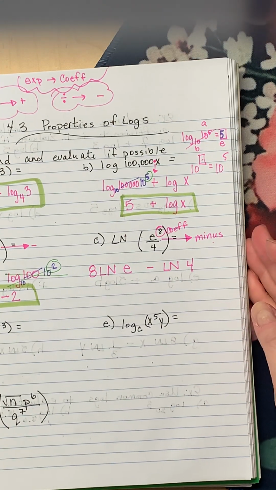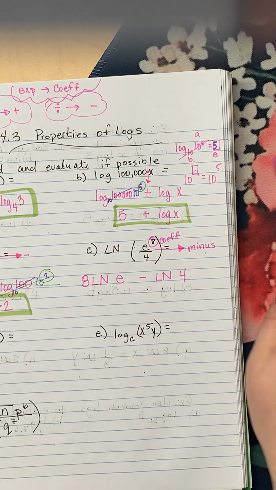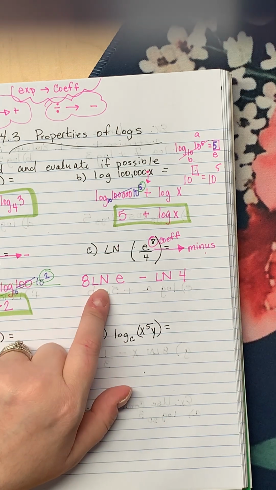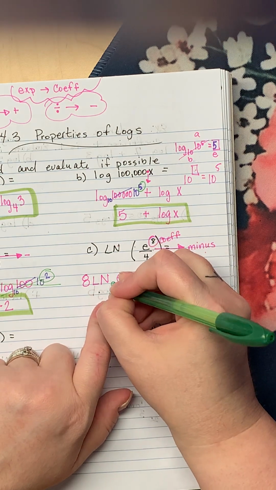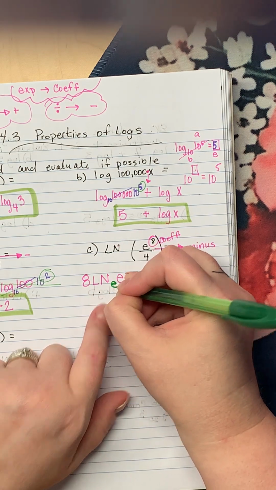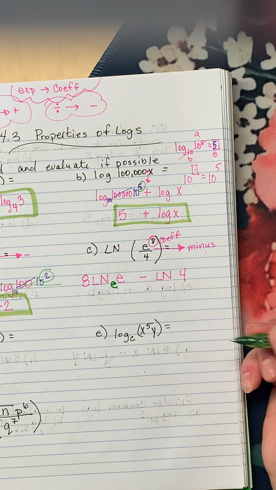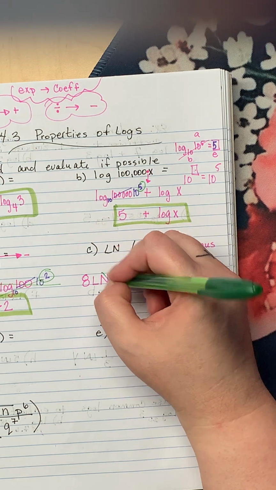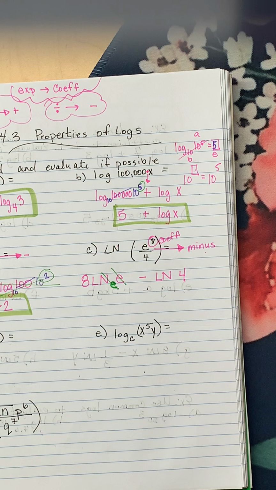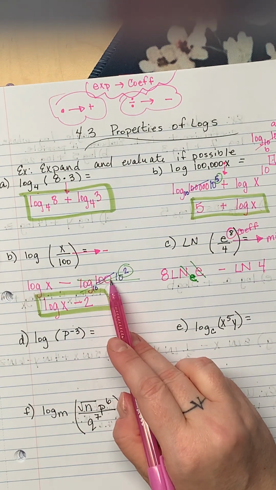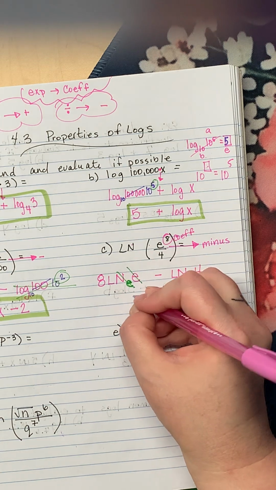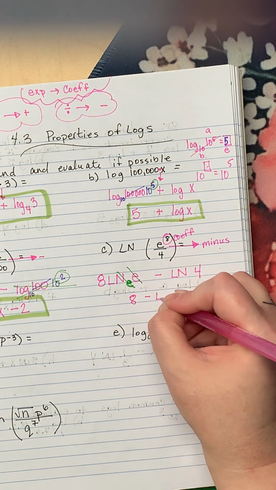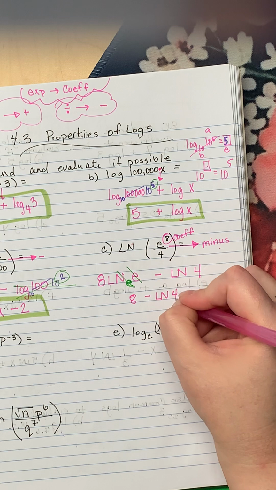Okay, then let's see if I can evaluate. Well, what in the world is the subscript of a ln? Well, in the last section we learned it's an e. And then there's a trick that ln e always cancels, kind of like that log 10 canceled. Same thing here. ln e cancels, and we just get 8 minus ln 4.